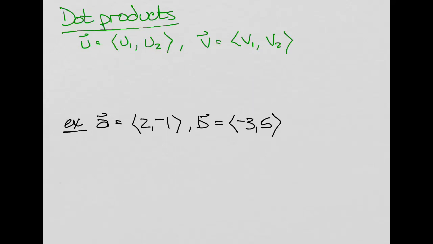We know we can add and subtract vectors. We know we can multiply a vector by a scalar. What about multiplying two vectors together? There's actually a couple different ways of doing this. We're only going to look at one of them. We're going to look at the dot product.